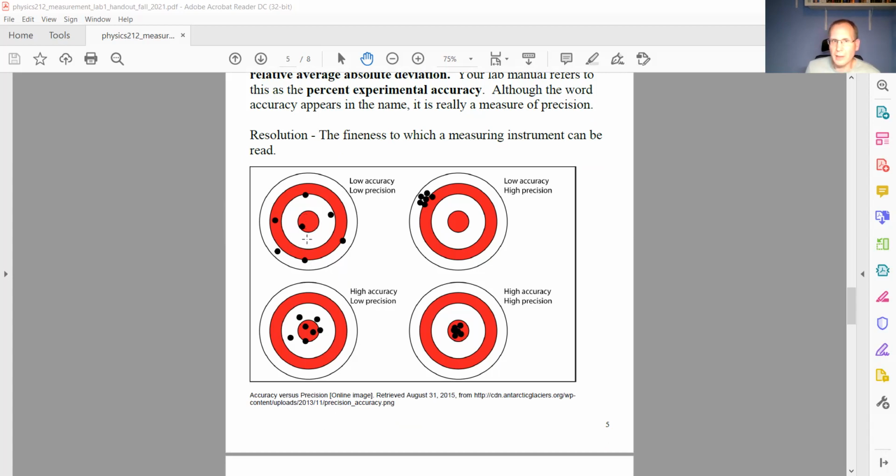So it's low accuracy. This also represents low precision. Why? Because all the values are spread out, right? There's a lot of variability here. They're not clustered together. So that would mean low precision.